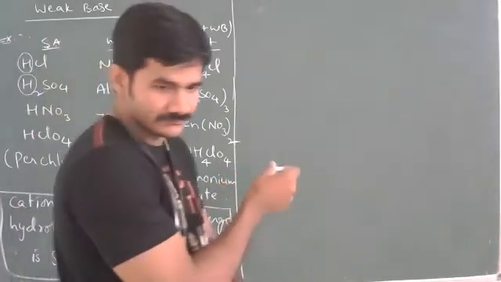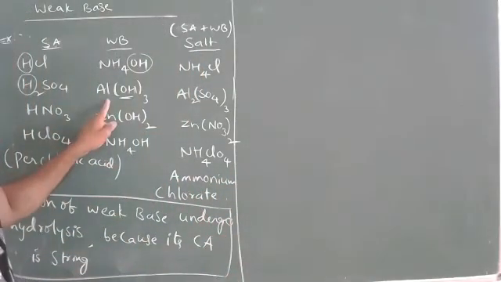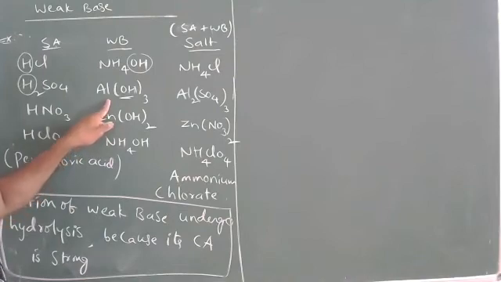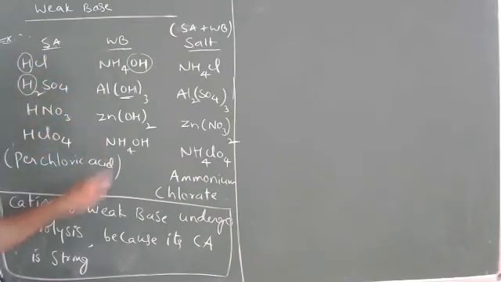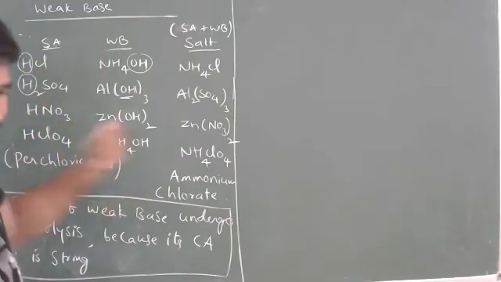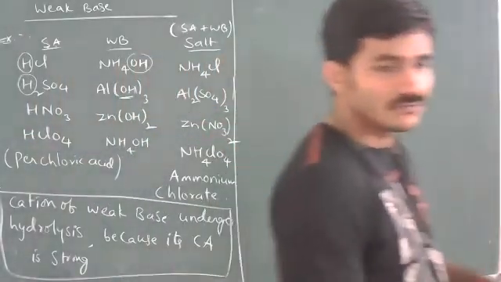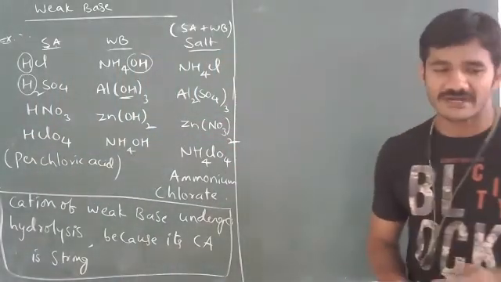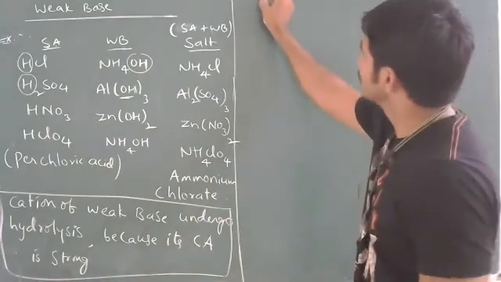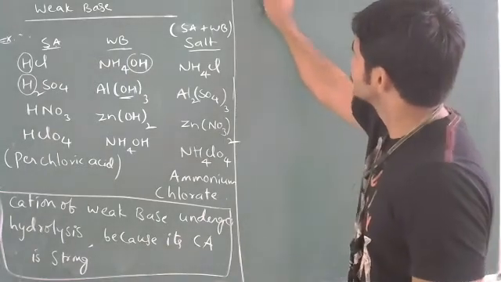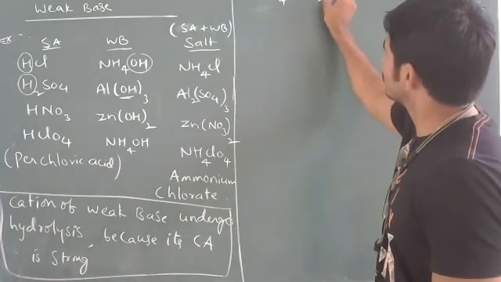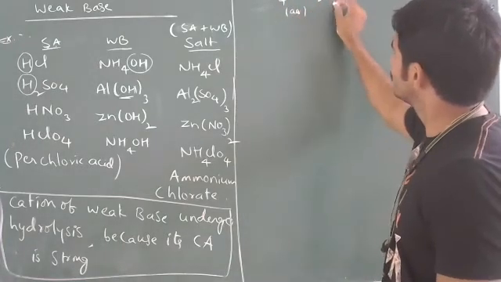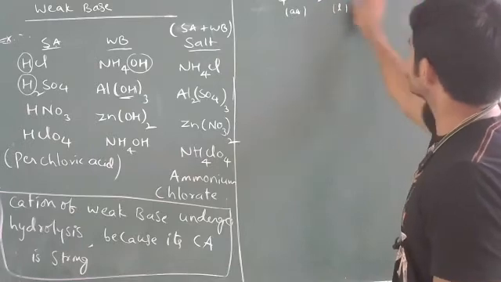Now, yes, aluminum plus 3 will undergo hydrolysis. Always the species of weak substances only undergo hydrolysis. It may be weak acids or it may be weak bases. Weak species only undergo hydrolysis. So here NH4 plus will dissolve in water. It is aqueous. It is liquid. So this is hydrolysis.